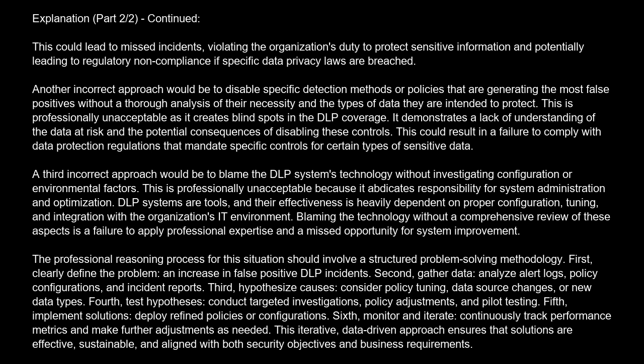Fourth, test hypotheses. Conduct targeted investigation, policy adjustments, and pilot testing. Fifth, implement solutions. Deploy refined policies or configurations. Sixth, monitor and iterate. Continuously track performance metrics and make further adjustments as needed. This iterative, data-driven approach ensures that solutions are effective, sustainable, and aligned with both security objectives and business requirements.